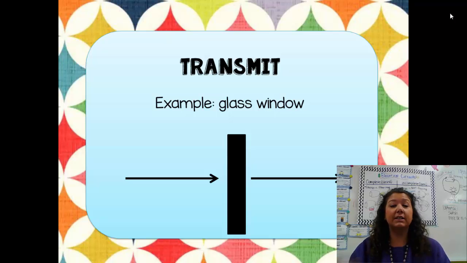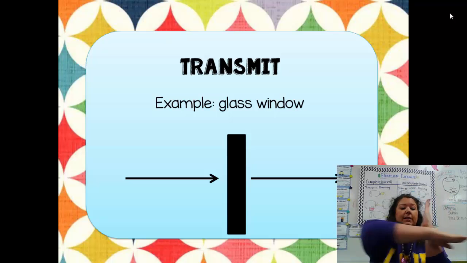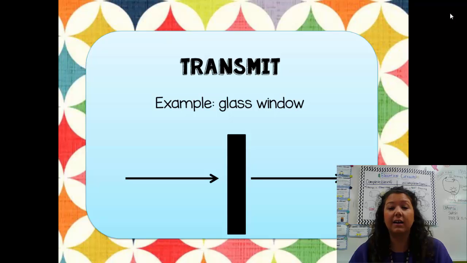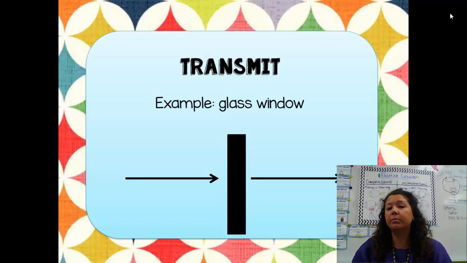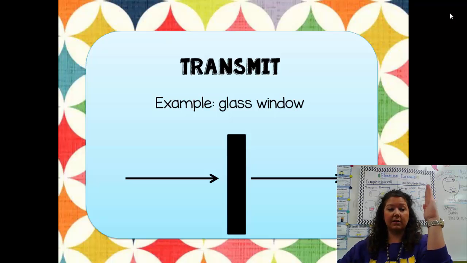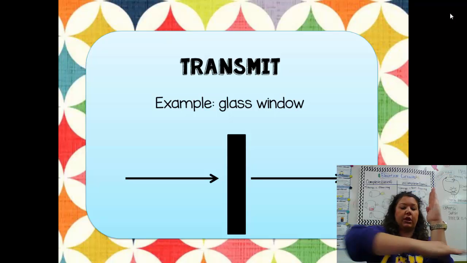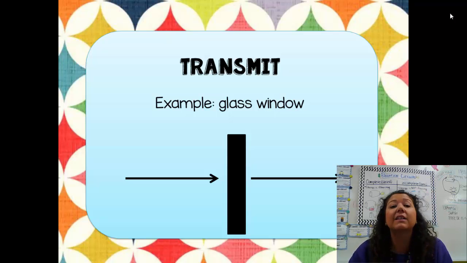An example would be a glass window. All glass windows allow us to see through them, so the light is simply passing through, staying in its straight line. When we diagram light, you'll see arrows and usually a rectangle. The rectangle represents what the light is hitting or passing through. The arrows represent the direction of the light. So when light is transmitted, such as through a glass window, it goes straight through and stays in its straight line.